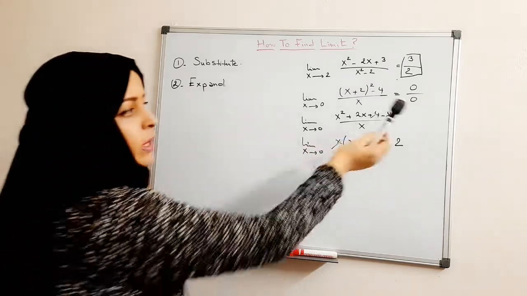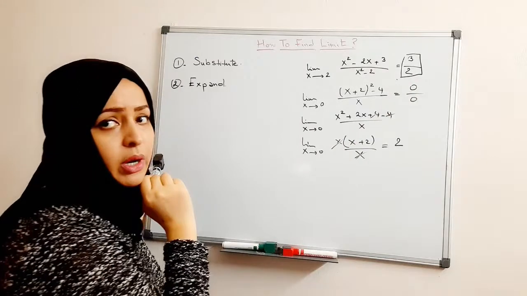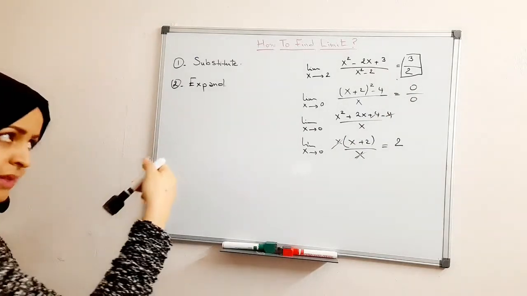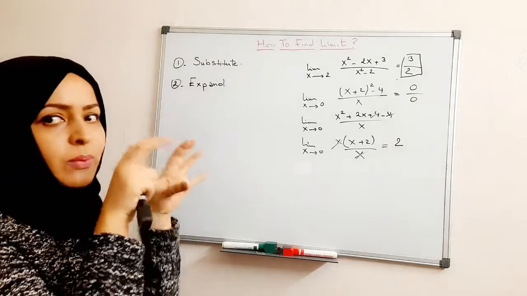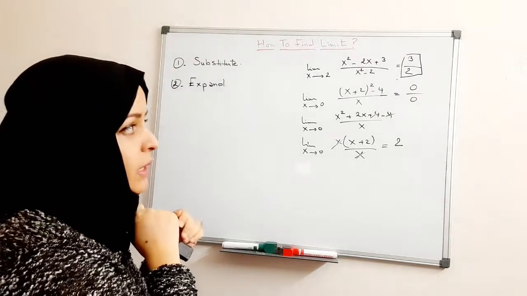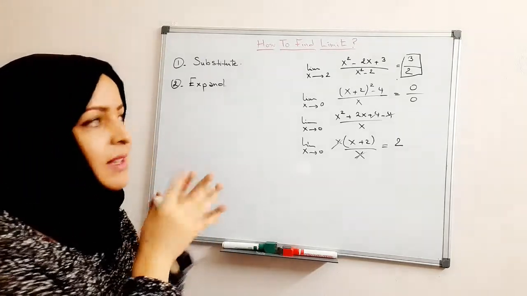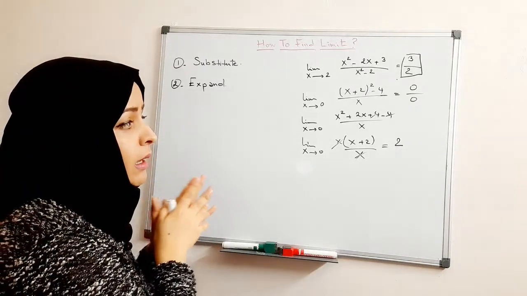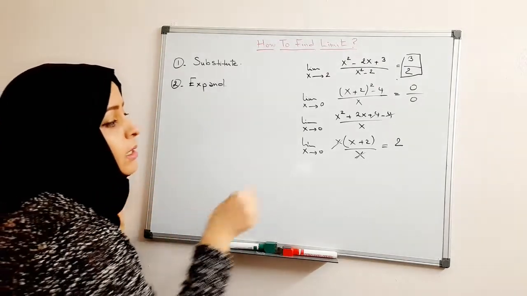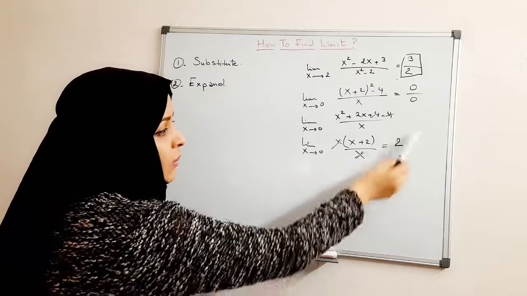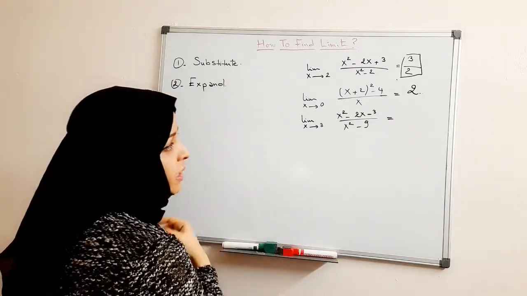So whenever we try to substitute and we get an indeterminate form, it means that we have to do some simplifications, some changes, and play a little bit with the expression of the function, simplify the expression, and then we substitute and we get the result. So now let's move to the third example.